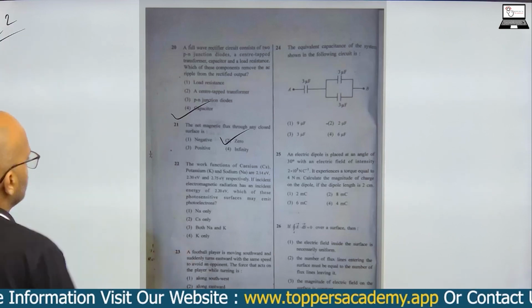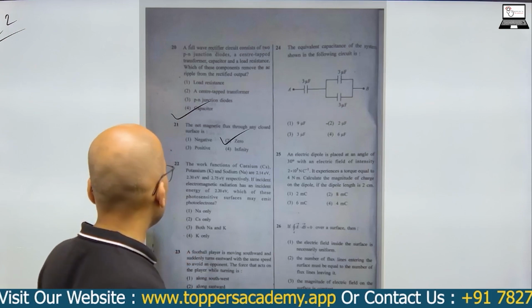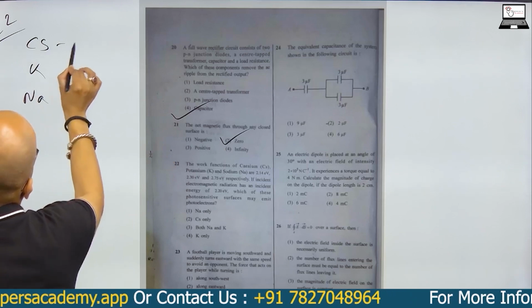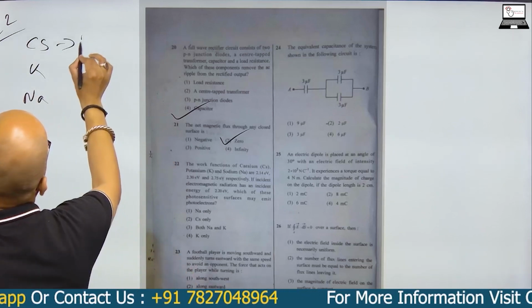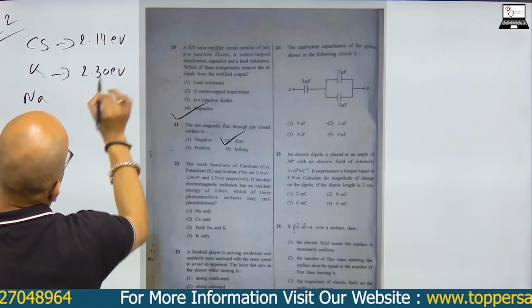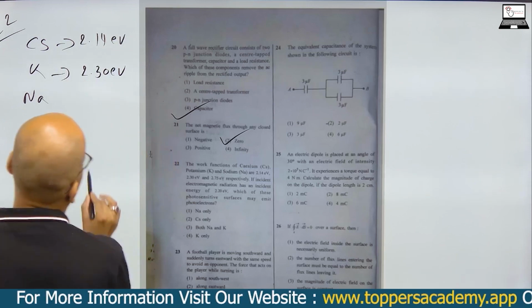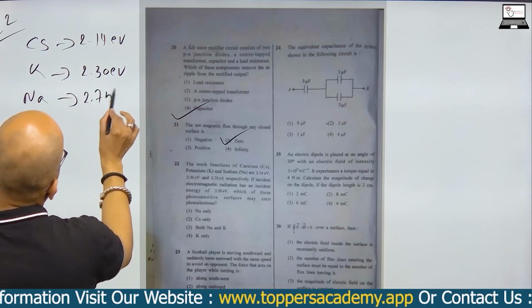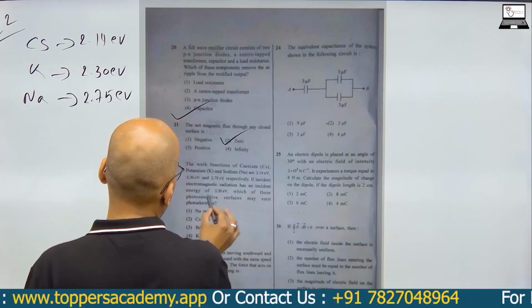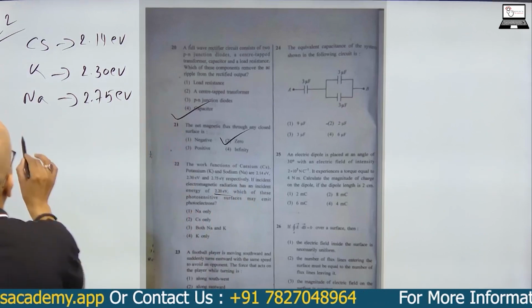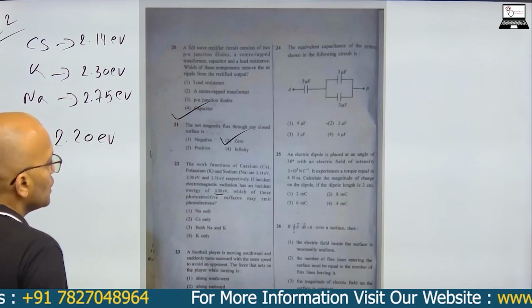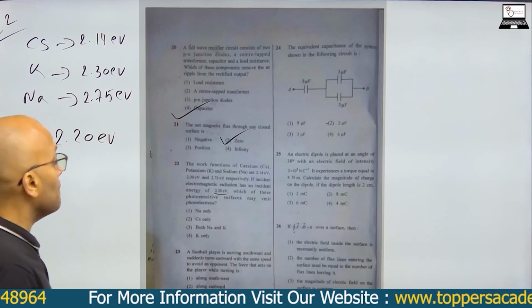Next question. Question number 22. It is saying the work functions of cesium, potassium and sodium are respectively 2.14 electron volt, 2.30 electron volt and 2.75 electron volt. If the incident electromagnetic radiation has an energy of 2.20 electron volt, which of these photosensitive surfaces may emit photoelectrons?